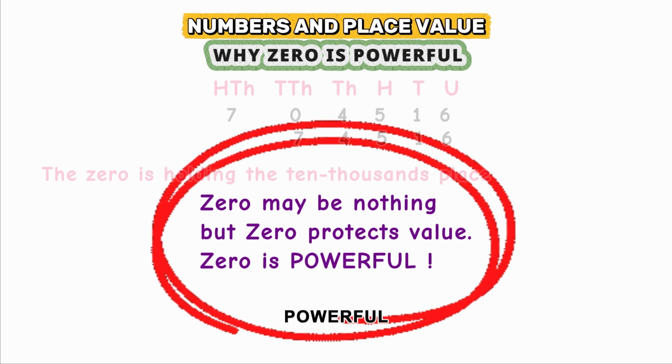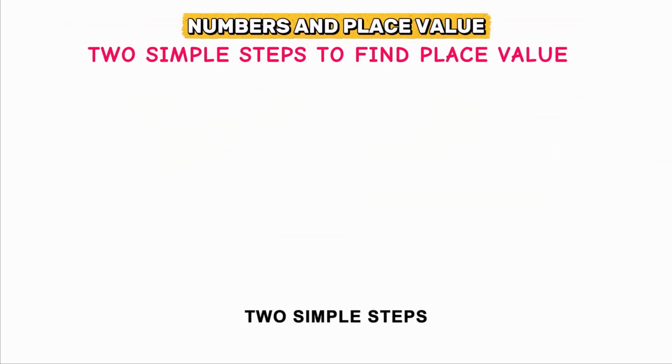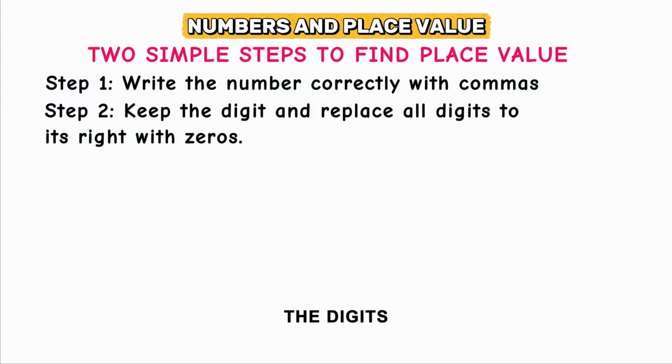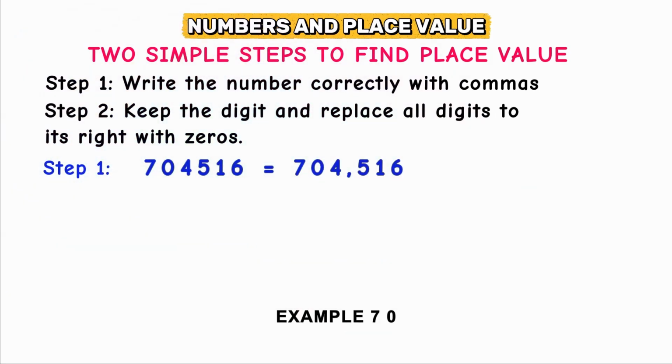0 is powerful. 2 simple steps to find place value. Step 1. Write the number correctly with commas. Step 2. Keep the digit and replace all digits to its right with zeros. Example: 704,516.